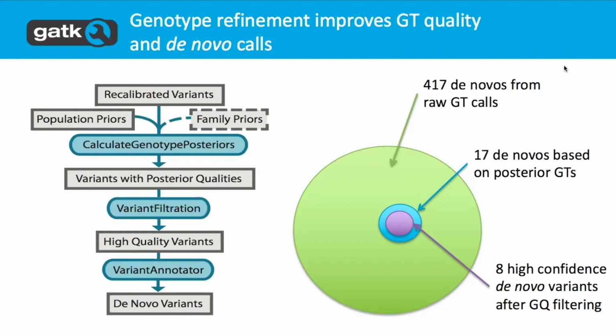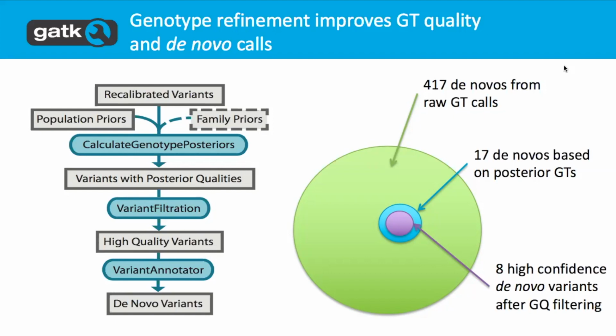All right. So yeah, you can add population priors and family priors, and we spoke about this, to make your calls better, to refine the genotype. This is an example where we found 417 de novo mutations. And just by looking at the number, you know that that doesn't make sense. Like I said, in each person, there's about 30 de novo mutations that are unique to just you. But 417 seems like a very large number. So we applied population priors and family priors to this data set, and that number came down to 17.